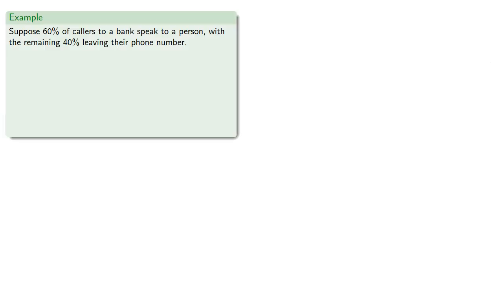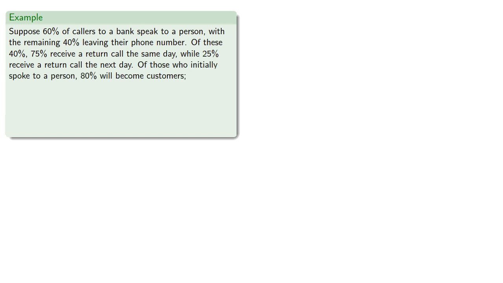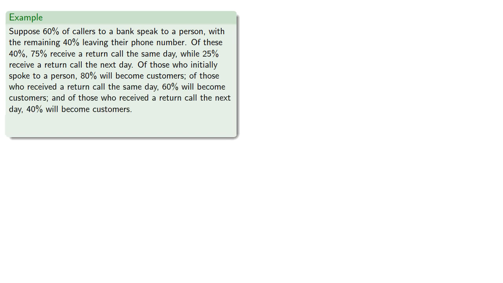For example, suppose 60% of the callers to a bank speak to a person, with the remaining 40% leaving their phone number. Of these 40%, 75% receive a return call the same day, while 25% receive a return call the next day. Of those who initially spoke to a person, 80% will become customers. Of those who received a return call the same day, 60% will become customers. And of those who received a return call on the next day, 40% will become customers. Calculate the probability that a caller spoke to a person, given that they became a customer.